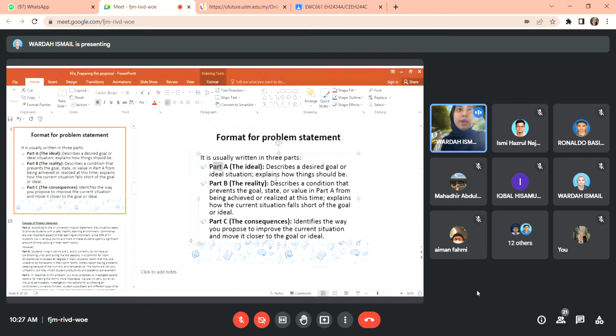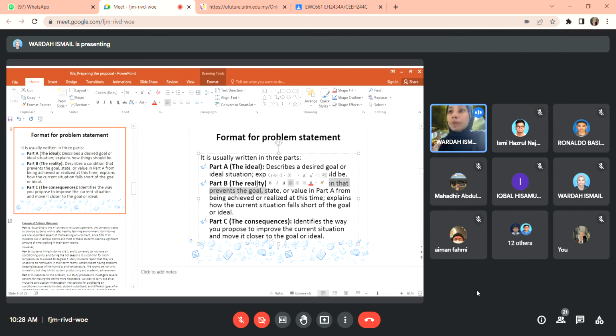Okay, part A is when you describe a desired goal or ideal situation, explains how things should be. For example, you explain, okay, sebabkan academic performance ni rendah, sepatutnya academic performance ni kena tinggi. Okay, that is how things should be. Okay, sepatutnya kena balance between people who go for physical stores and then people who go for online shopping. Okay, so how things should be, number 1. And then you get into describe a condition that prevents the goal.